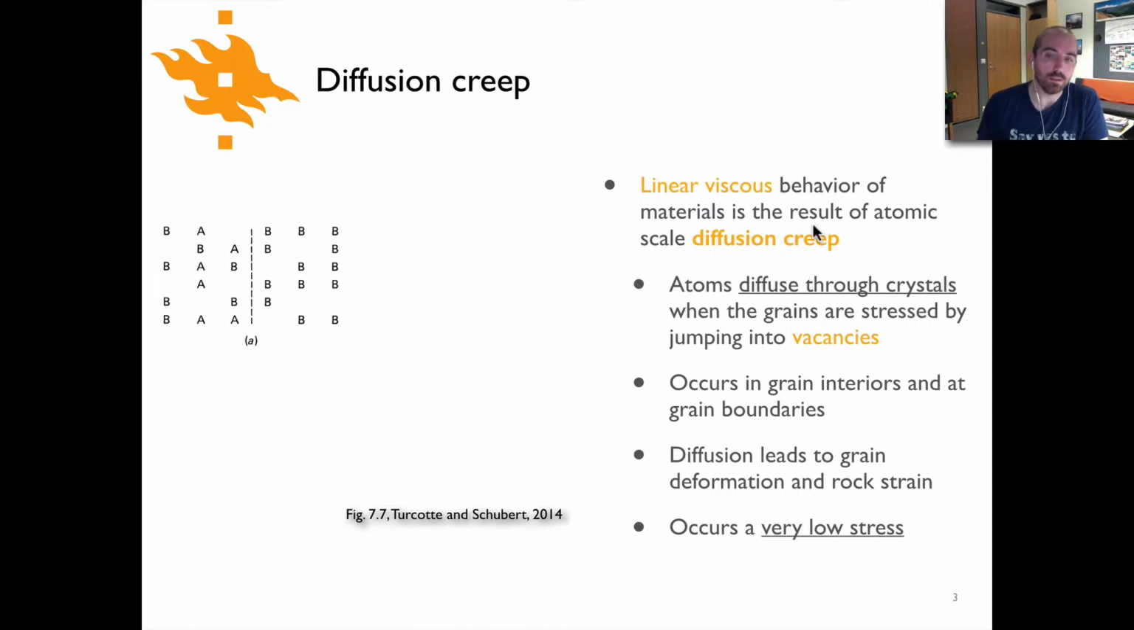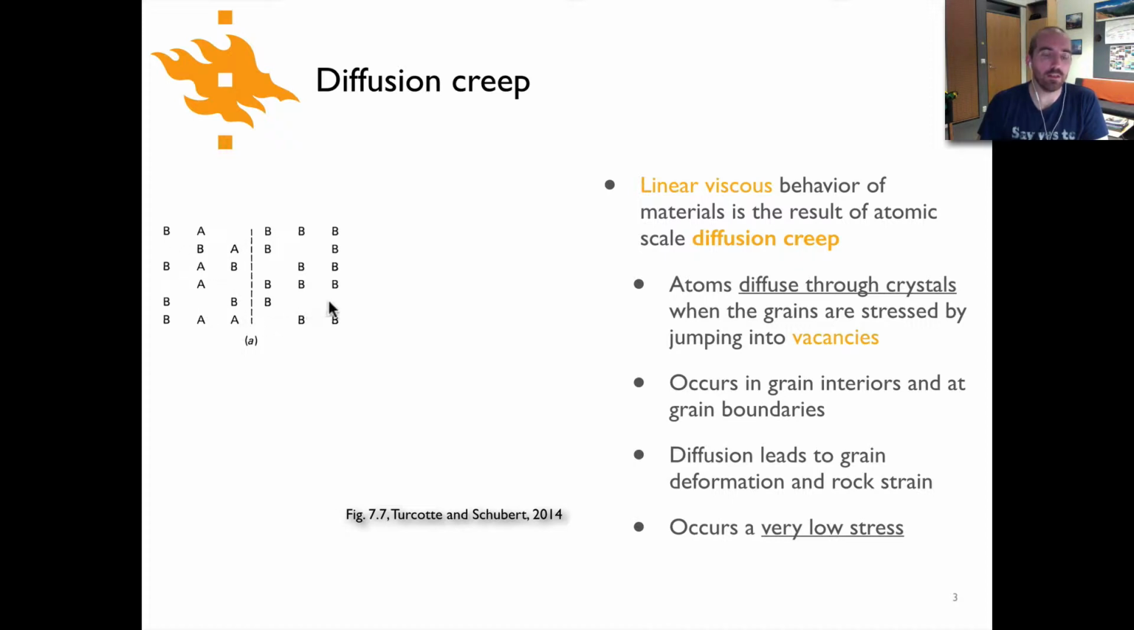The way it works essentially is that we have atoms diffusing through the crystals when they're stressed and jumping into vacancies in the crystal structure. So over here on the left side you can see a number of different letters, A and B, separated by a dashed line, and you can see that this would be a regular grid of these letters, except there are some open spaces here.